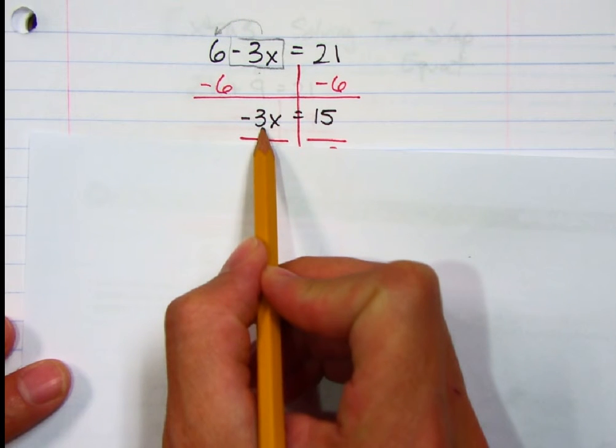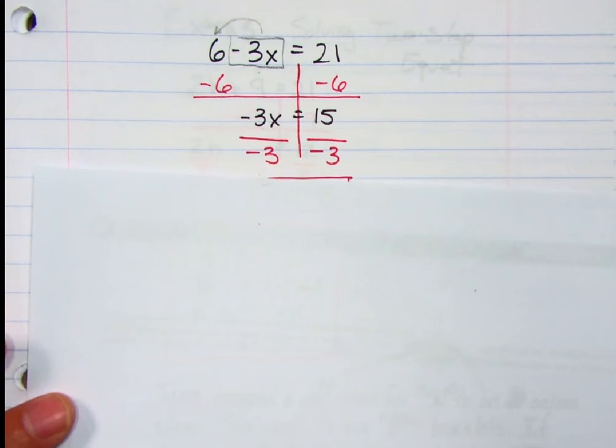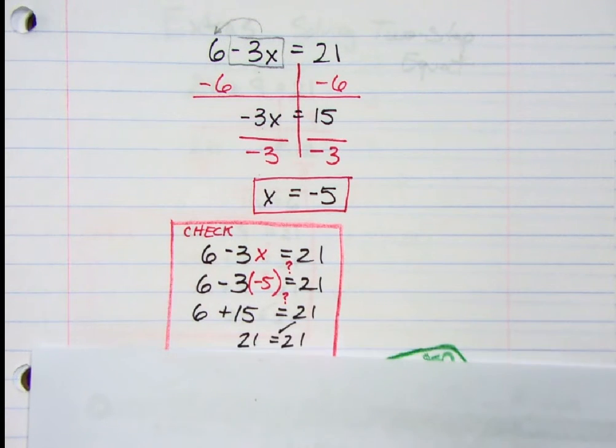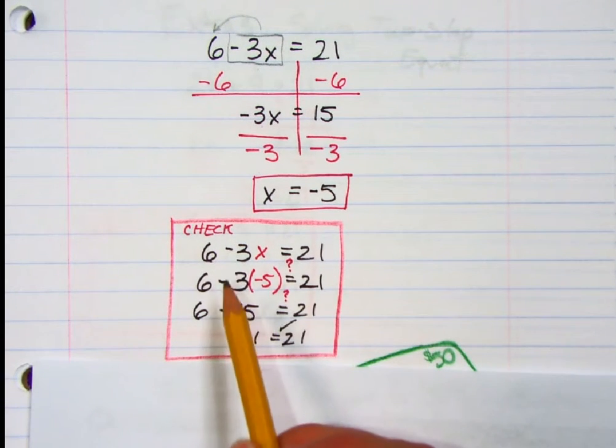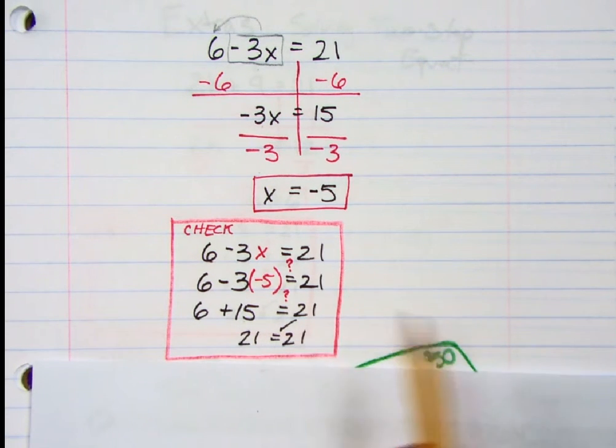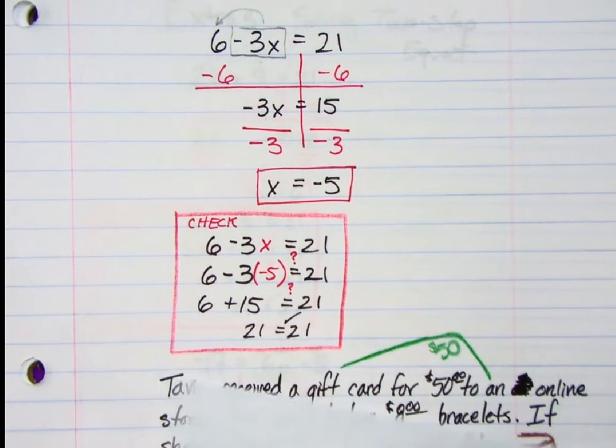I notice that my coefficient's negative 3 still, so I need to divide by that coefficient and end up with negative 5 as an answer. And I substitute. Okay, so I check to see, did it work? If I plug that in, this turns into 15, and 6 plus 15 equals 21. Great. Here's my last one.